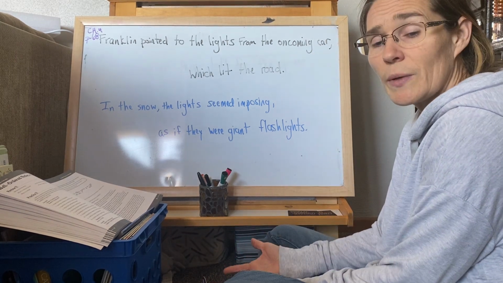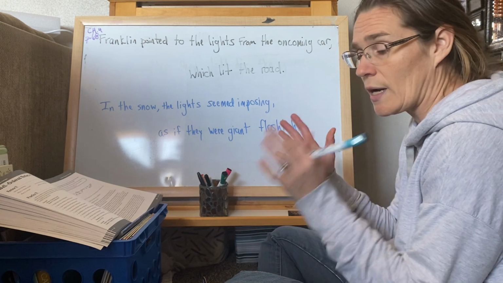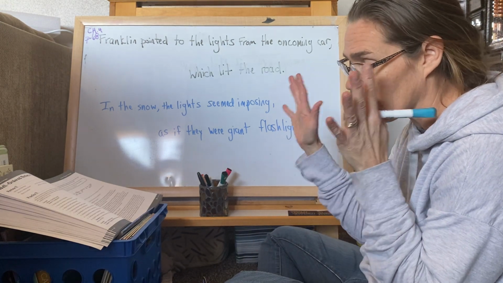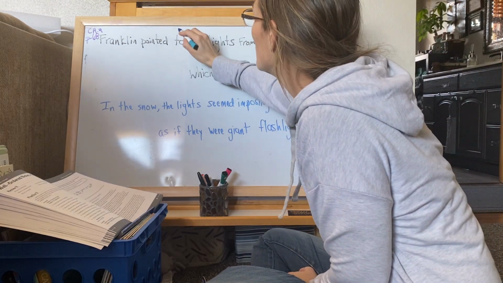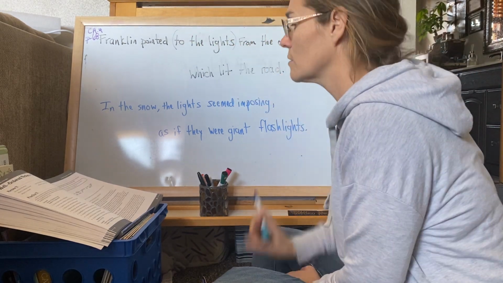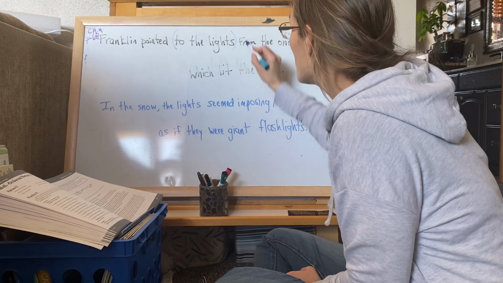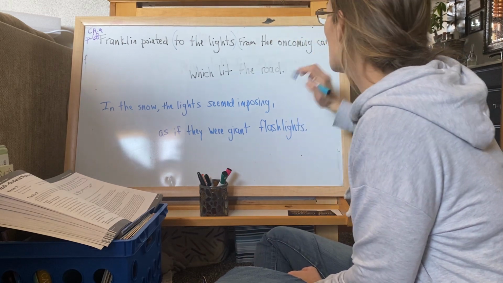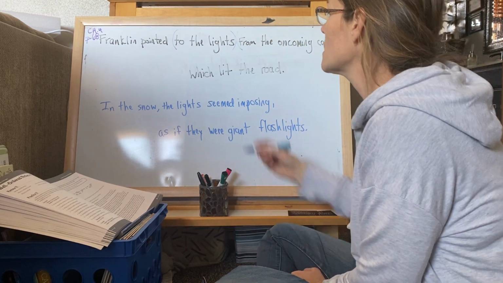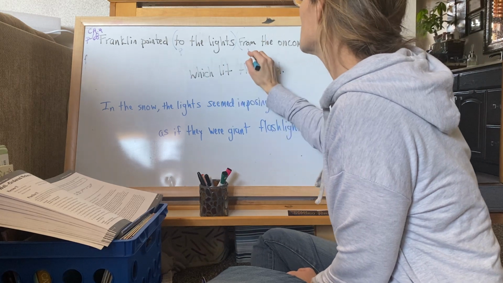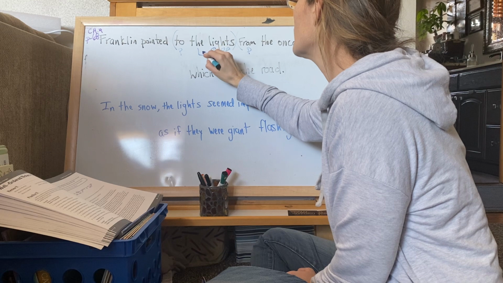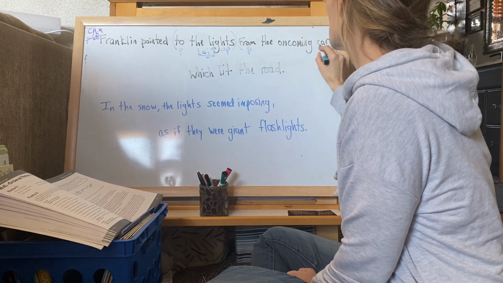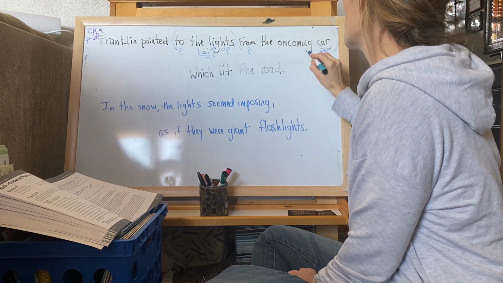The reason why we read the sentence is to have some siren alarms going off. Ding, ding, ding. To. To is a preposition. To the lights. From the oncoming car. That's another prepositional phrase. So this is a preposition, and this is a preposition. Object of the preposition, adjective, right? Car is the object of the preposition.